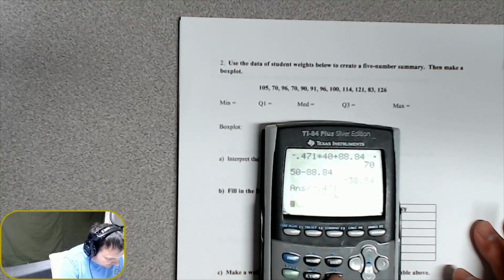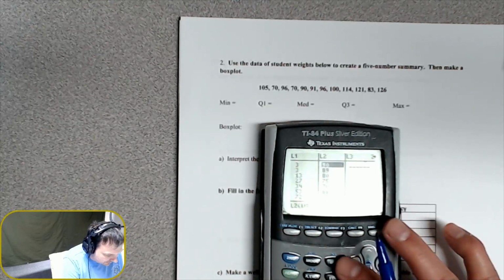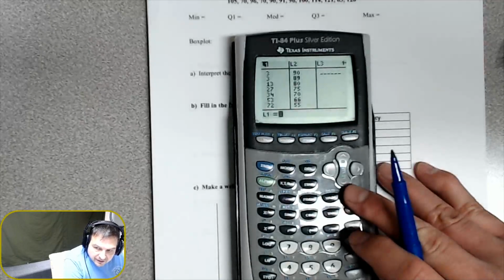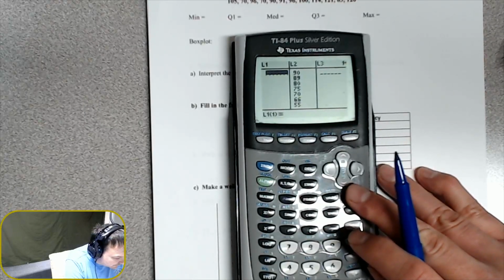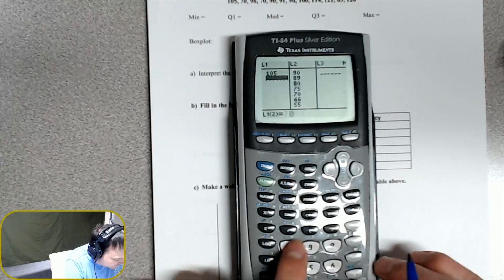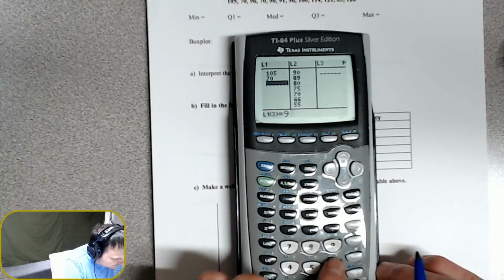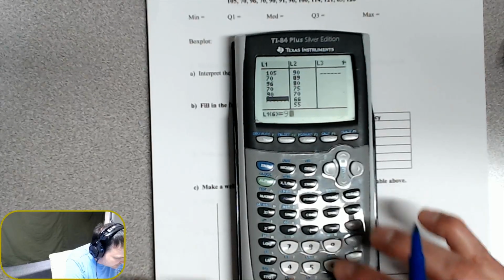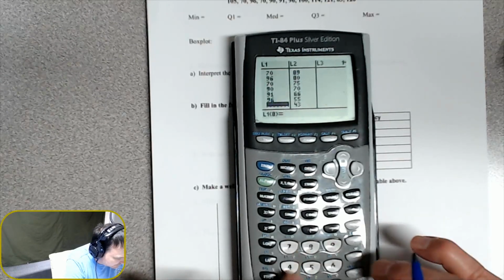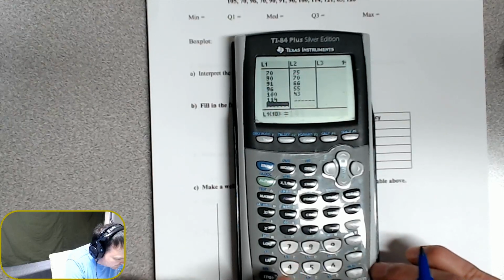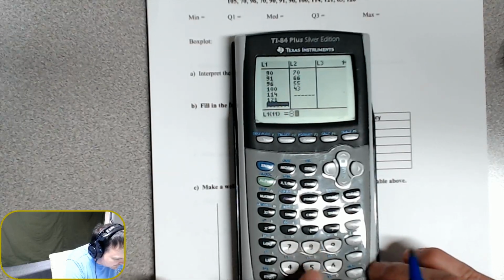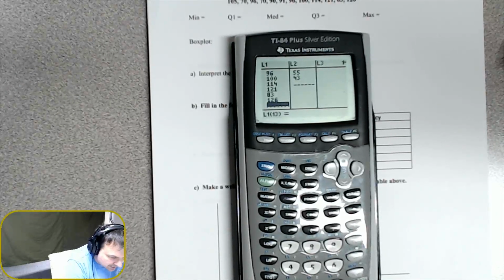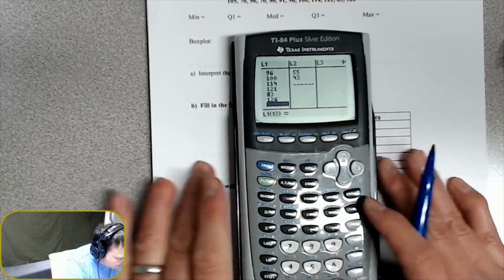First of all, let me enter my data. Stat, edit. Oh, something's in list 1. Remember, you just hit clear, enter, and that clears out list 1. This one is just one variable, so I'm going to enter this all in here: 96, 100, 114, 121, 80, 126. I don't really care about list 2 because this is all under list 1.